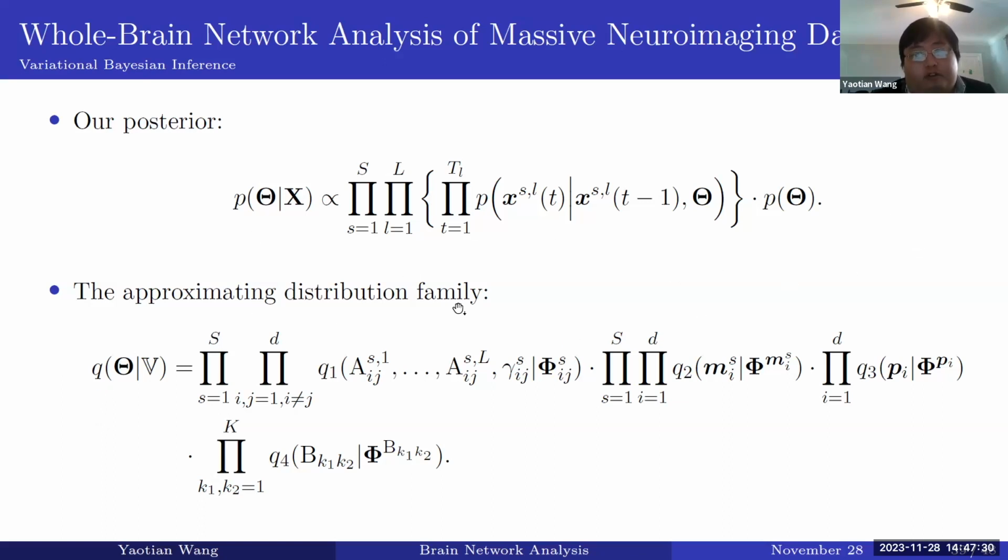The approximating distribution family is a product of multiple independent distribution factors, Q1, Q2, Q3, Q4. And these distribution factors are typically well-defined and easy-to-use distributions. We use these distribution factors to approximate the marginal posterior distributions of the model parameters. And the parameters in red are the free variational parameters of this distribution family, the phi IJS, phi M, phi P, phi B. And we want to determine these free parameters to find the optimal approximating distribution.